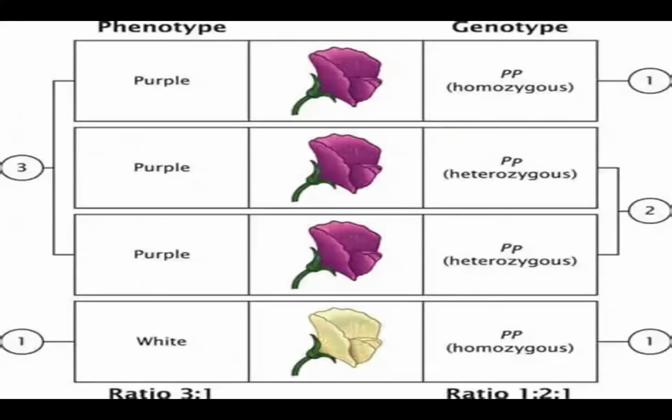And this is expressed as a 3-to-1 ratio in phenotype or 1-to-2-to-1 in genotype. So 25% will be purple or blue in the previous example, homozygous dominant. 50% will be purple heterozygous, and 25% will be homozygous recessive, white flower.